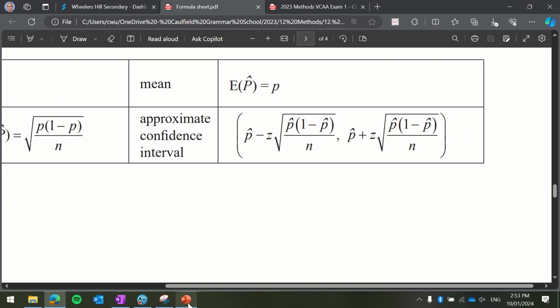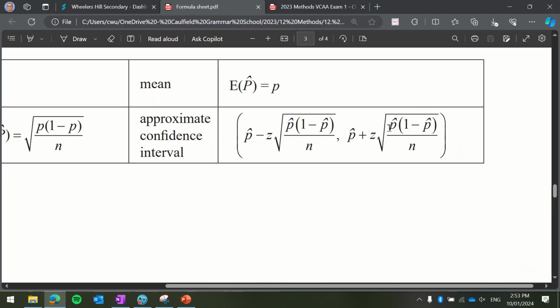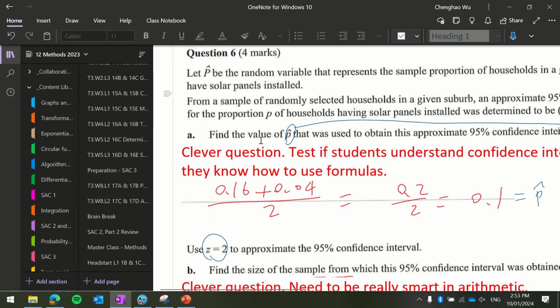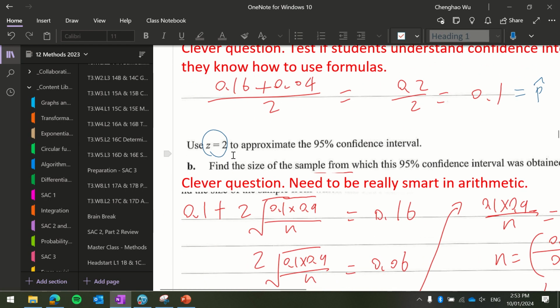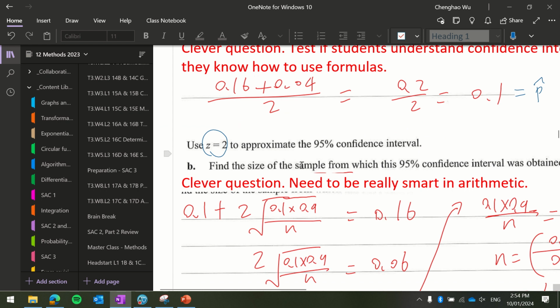We know the number, right? So the number is 0.16 on the right, which is this one here. We know what P hat is, we just calculated it. Z is 2, because the question tells us here, Z is equal to 2. And so we have P hat, we have Z, we have P hat, which means we have 1 minus P hat, and we're looking for N. N is the sample size. That's what the question says. Find the size of the sample. N is the sample size.